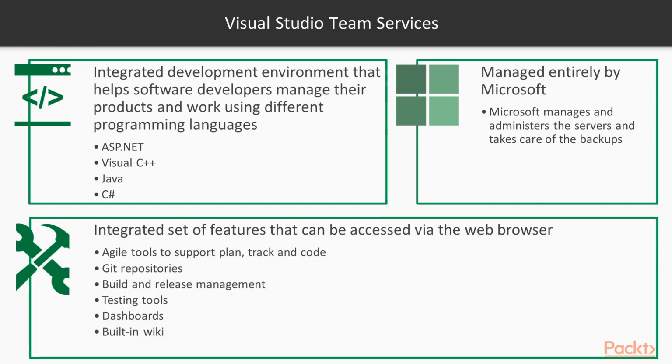Visual Studio Team Services provides an integrated set of features that you can access through your web browser, like agile tools to support planning and tracking your work, code defects and issues using Kanban and Scrum methods, Git repositories for source control management of your code, build and release management to support continuous integration and delivery of your applications, a variety of tools to test your applications, including manual exploratory testing, load testing, and continuous testing, highly customizable dashboards for sharing progress and trends, and a built-in wiki for sharing information about your team.